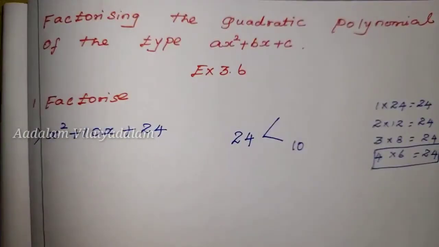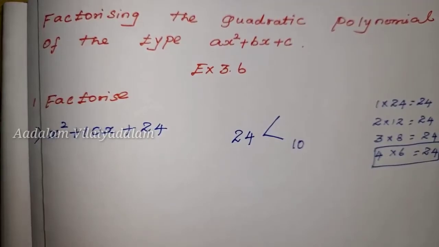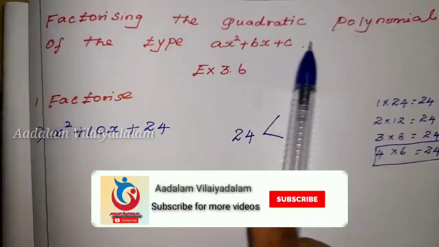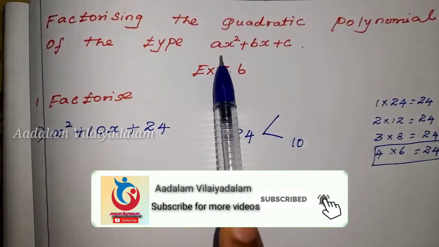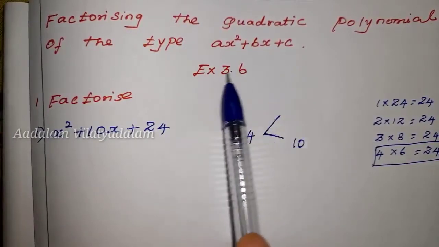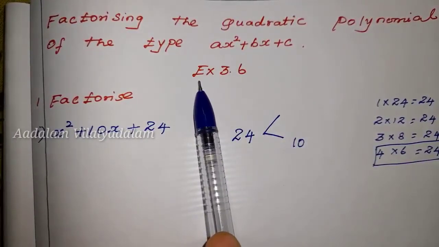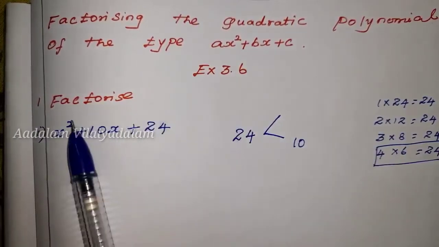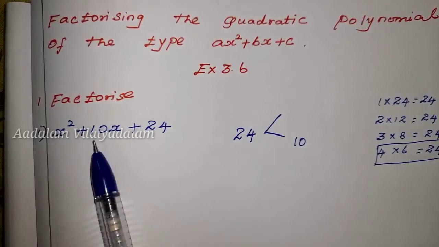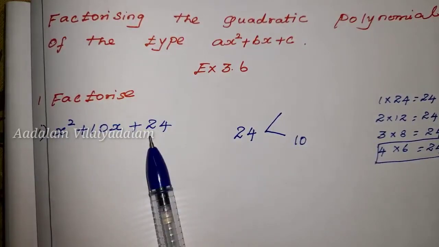Hello students, today we shall learn the topic factorizing the quadratic polynomial of the type ax square plus bx plus c. Let's move on to exercise 3.6. The first question: factorize x square plus 10x plus 24.